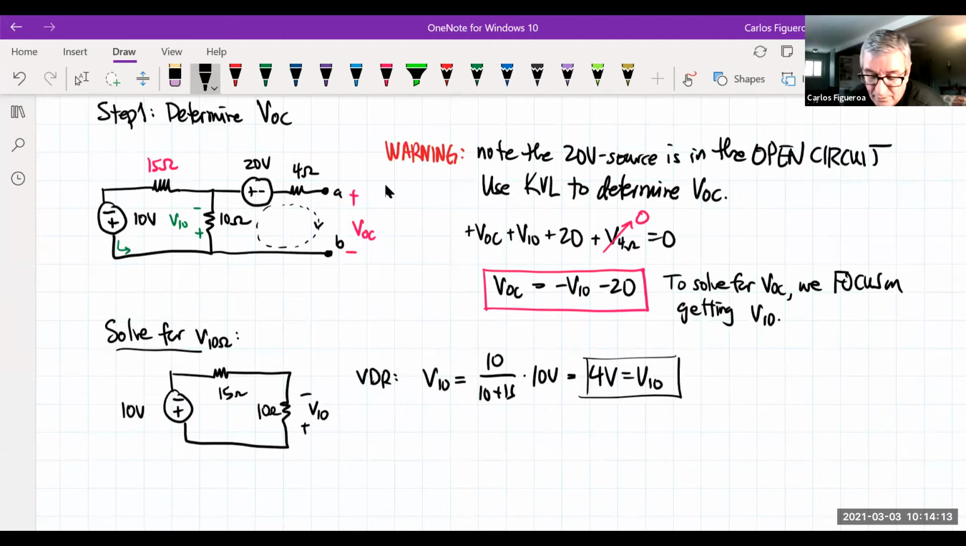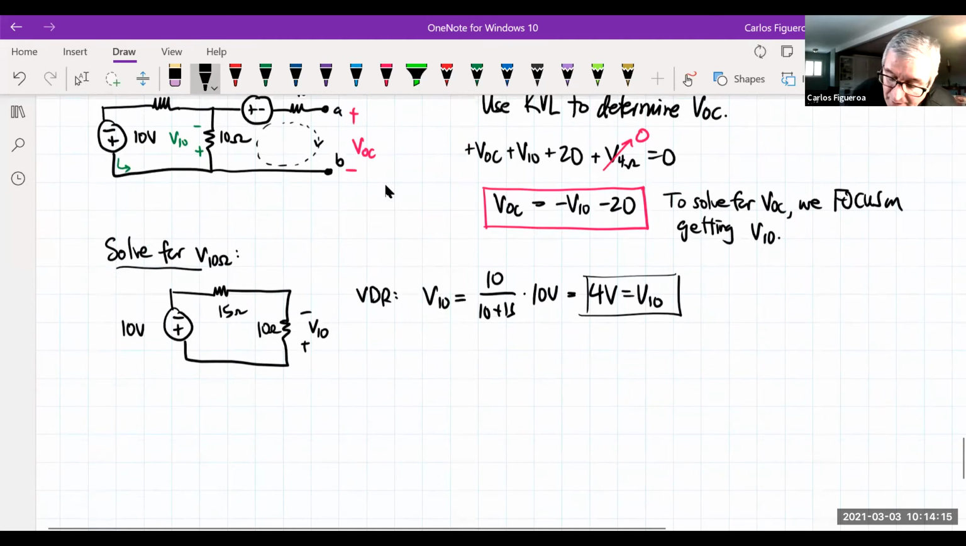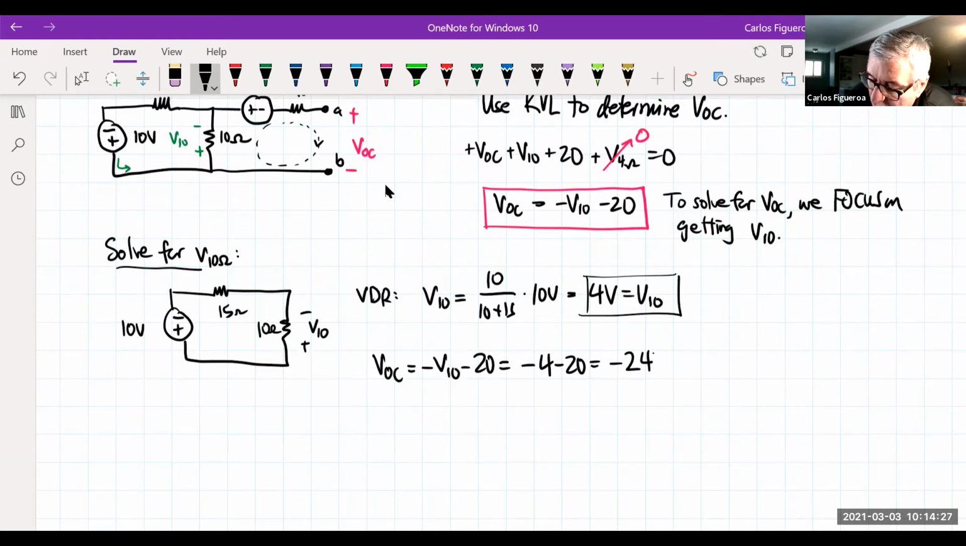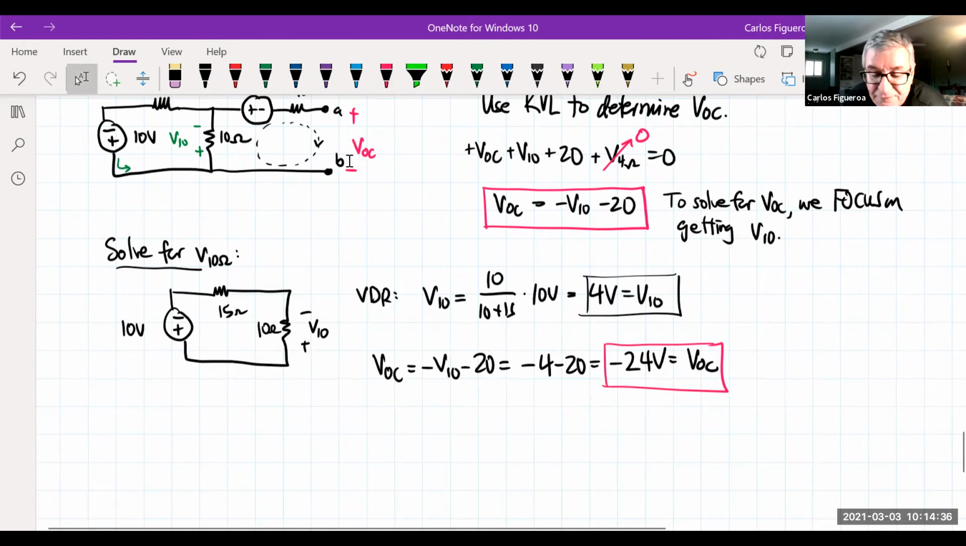So now this tells me that VOC is minus V10 minus 20. That's going to be minus 4 minus 20, so it's going to be minus 24 volts for VOC. So what is VOC? When I look at the circuit, it tells me the effective voltage that the load is going to see at points A, B. So now we got that.